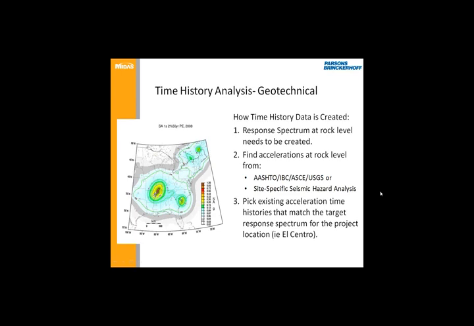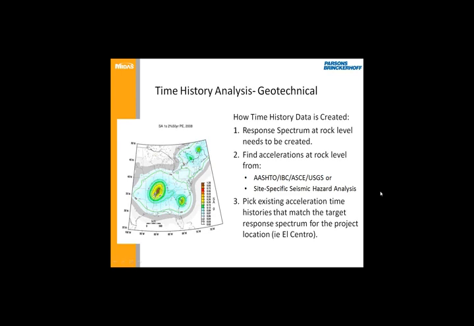Okay, so how is this data created? So your response spectrum, as I said, is defined at your rock level. And this can be done similar to what's done for response spectrum analysis, except as I said, it's going to be defined at the rock level. Now you can generate your response spectrum based on AASHTO, IBC, ASCE7, or USGS, and the map to the left there is a USGS map. And if you want to get even more specific, then you can do a site-specific seismic hazard analysis, but I won't go into detail with that.